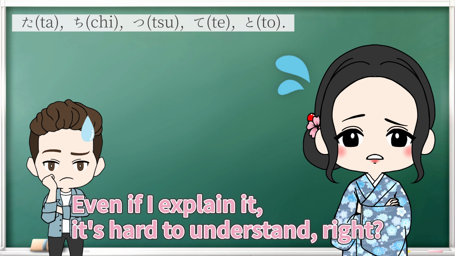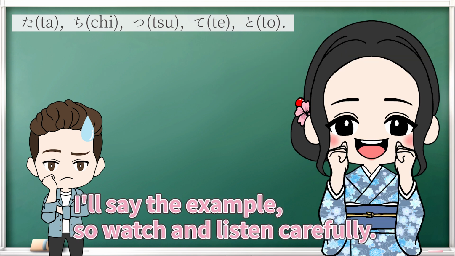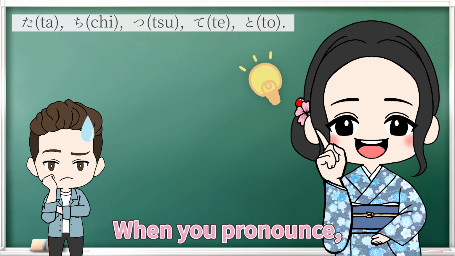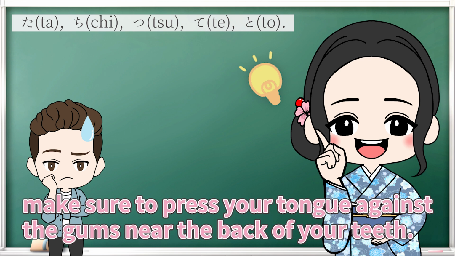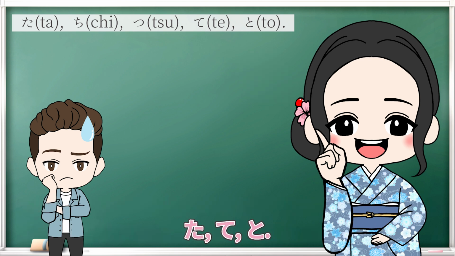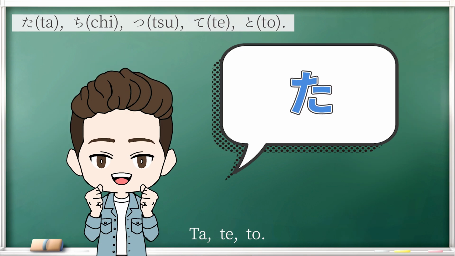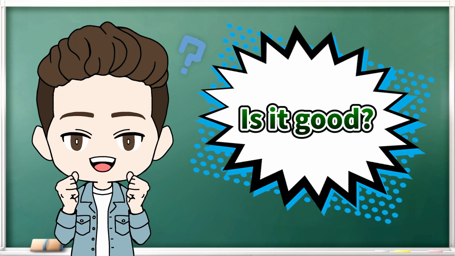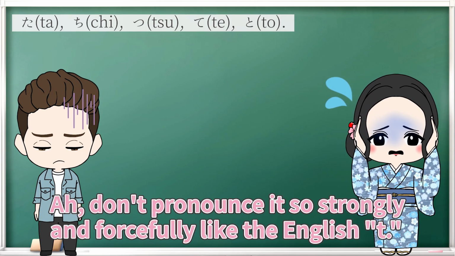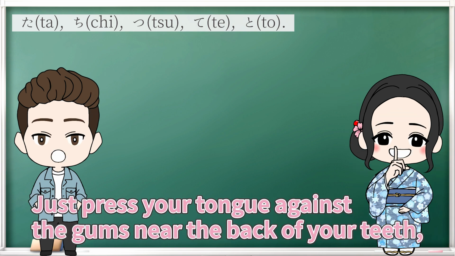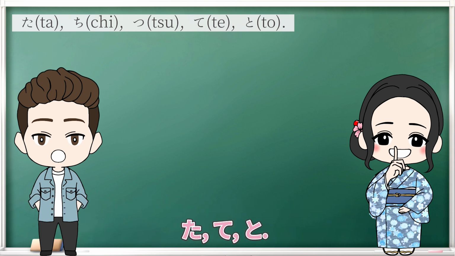Even if I explain it, it's hard to understand, right? I will say the example, so watch and listen carefully. When you pronounce, make sure to place your tongue against the gums near the back of your teeth. Ta, te, to. Ta, te, to. Is it good? Don't pronounce it so strongly and forcefully like the English T. Just press your tongue against the gums near the back of your teeth. Then release it. Ta, te, to.